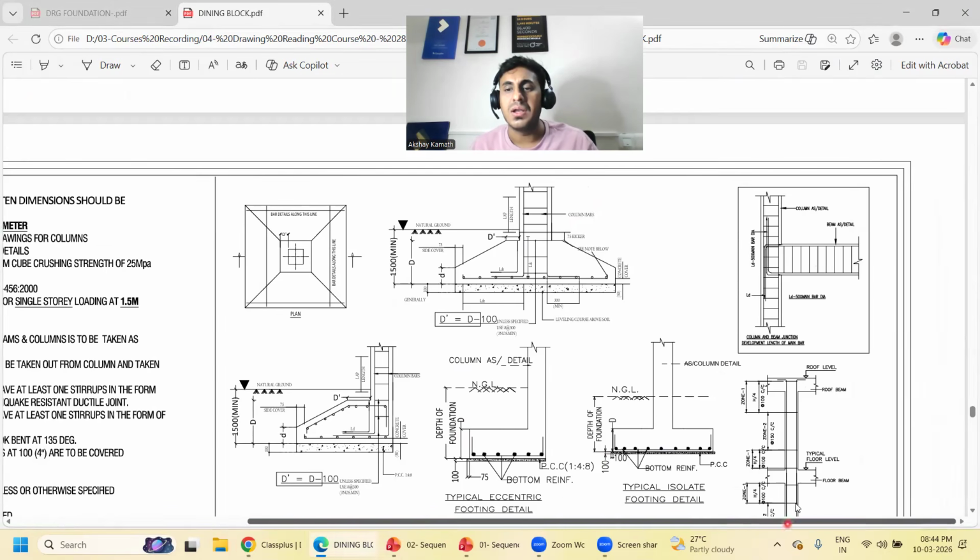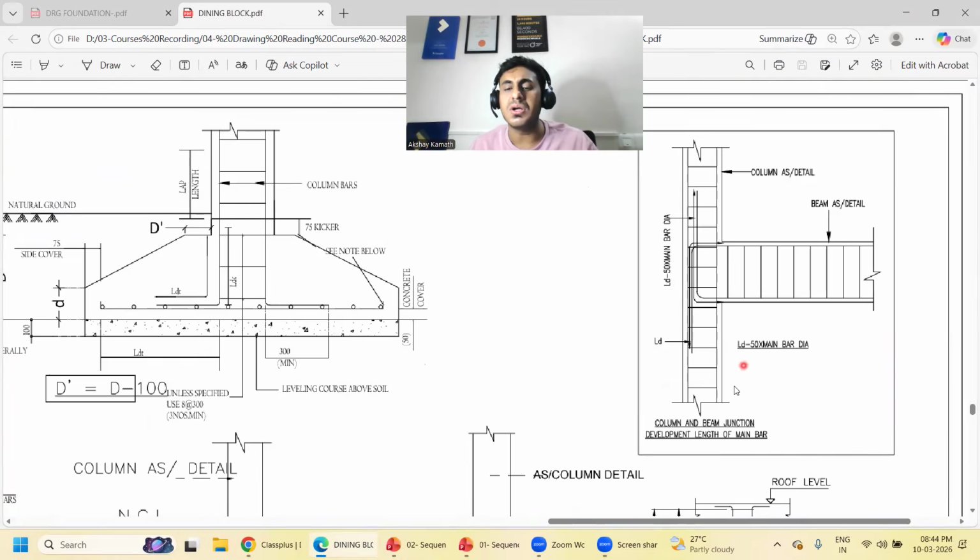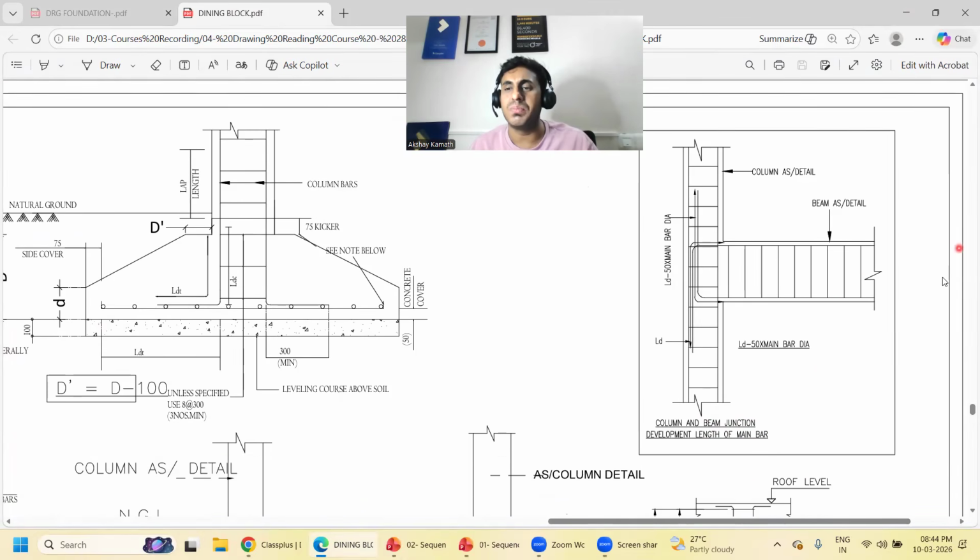Now coming to the column and beam junction. That is the development length. So we know what development length is, right? What is the difference between a development length and a lap length? This is my column and this is my beam. Lapping will transfer the stress from one rebar to another rebar. This lapping, what I taught you now, transfers the stress from one rebar to another.